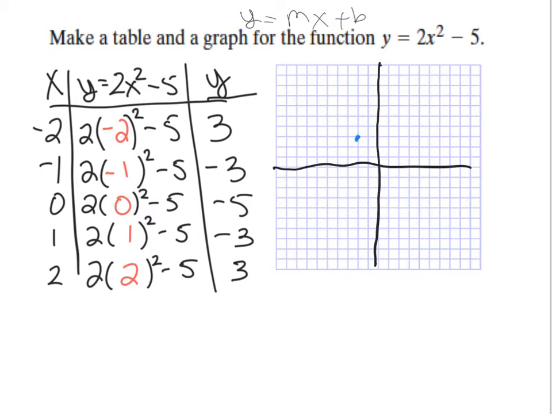-1, -3, so -1 to the left, down 3 units. Remember, this is opposite than slope. We go left to right first, then up and down. 0, -5, 0, down 5. 1, -3, and 2, +3. And then you want to try to create a U shape as best you can. Making sure to put arrows on that.